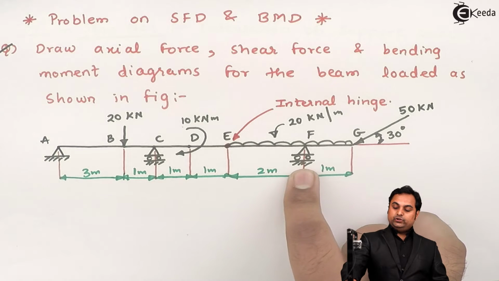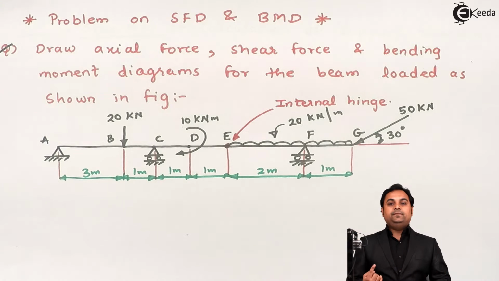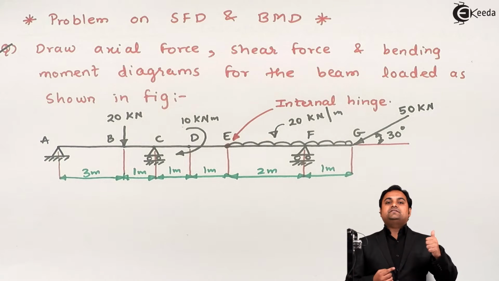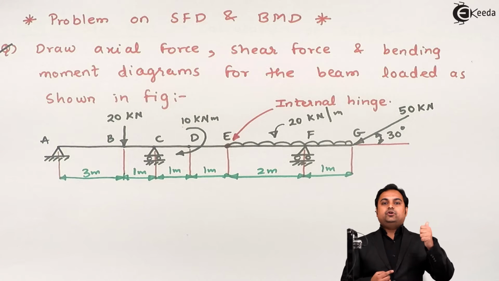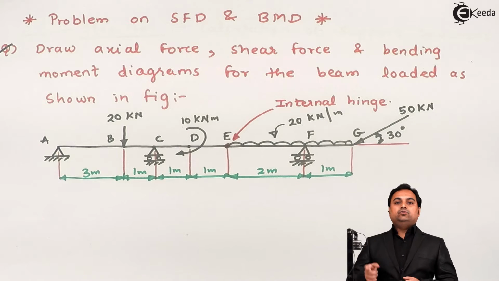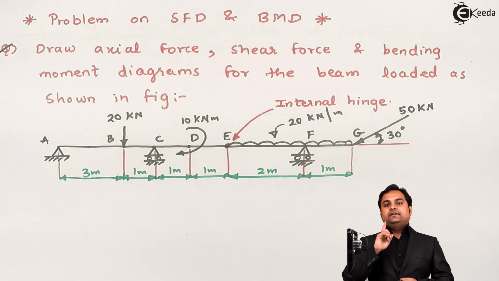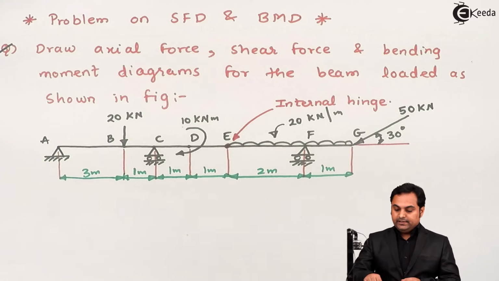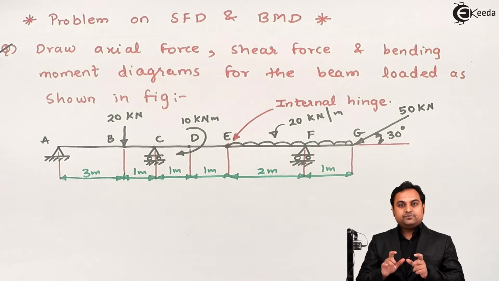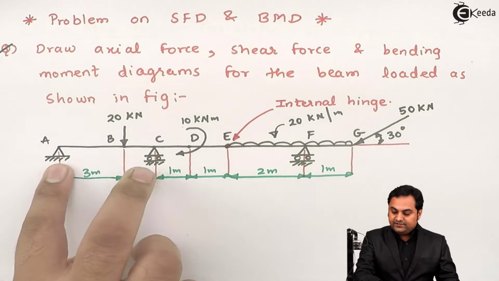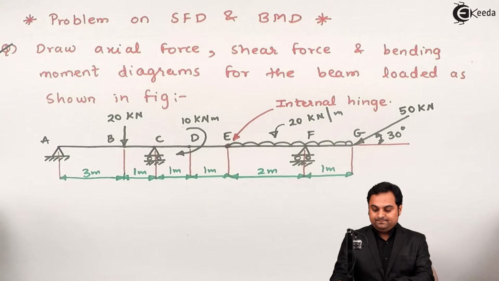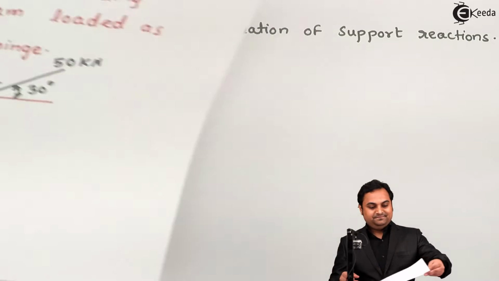Then again there is roller support at point F, so there will only be vertical reaction. So at hinge support there are two reactions, horizontal and vertical. At roller support there is only one reaction, that is vertical. So here when I am splitting the beam, I replace the hinge and roller support with the reactions. Let us see how it is done.